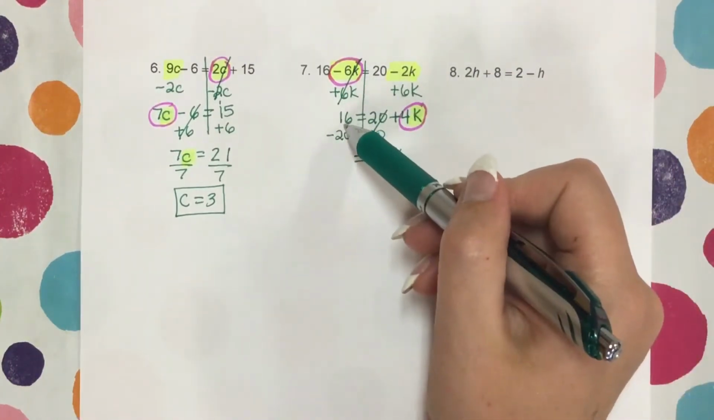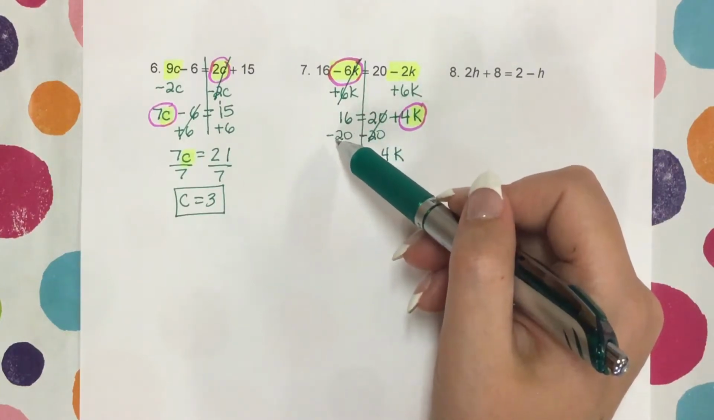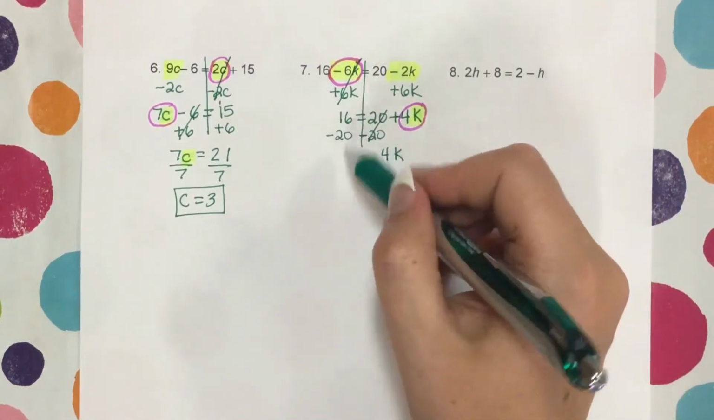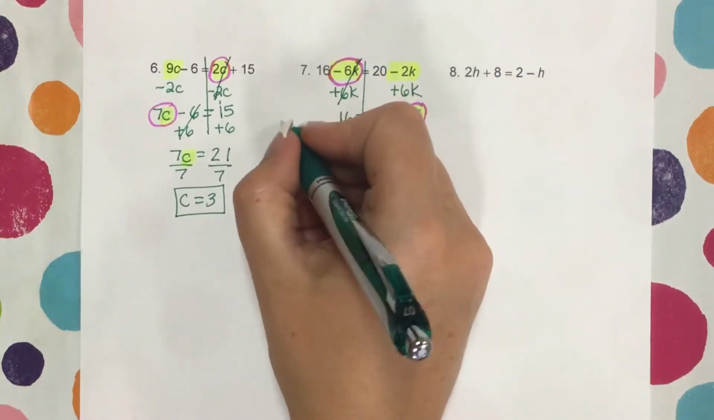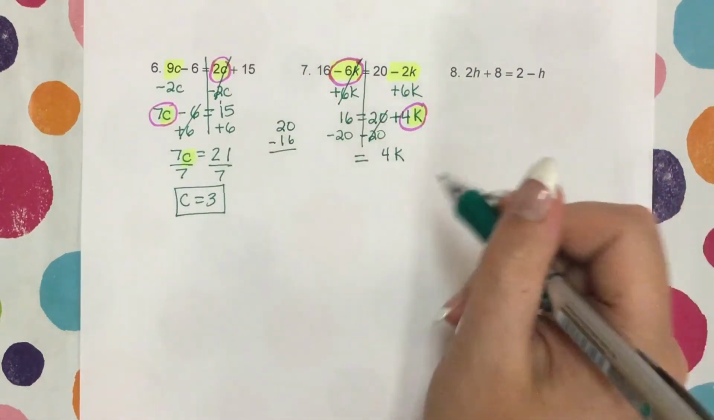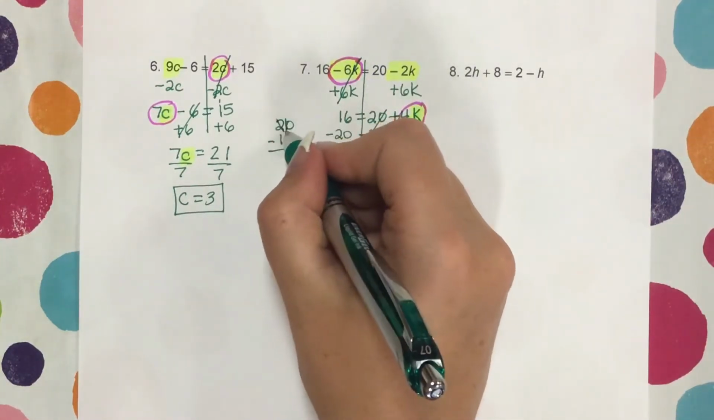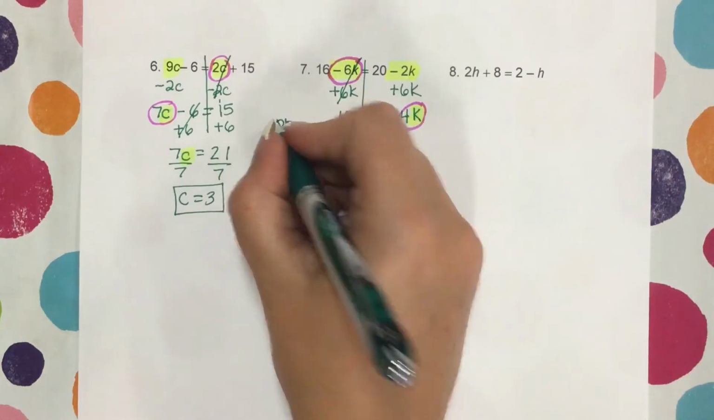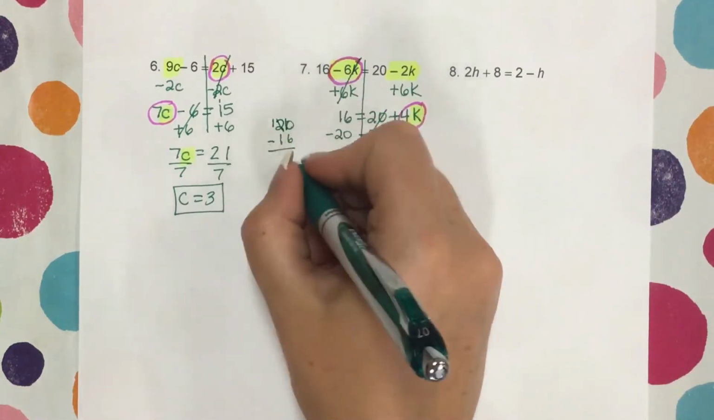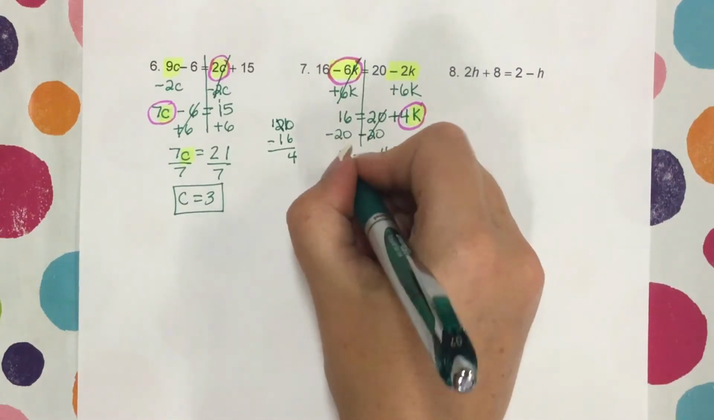Now 16 is positive, 20 is negative, so I have a positive and a negative. The signs are different, so I need to take the difference. So I'm going to put 20 here, and I'm going to take away 16 from it to figure out the difference of these two numbers. I have to borrow because the 0 is not big enough, and that's going to make that a 1. So 10 take away 6 is 4. 1 take away 1 is 0. So the difference is 4.